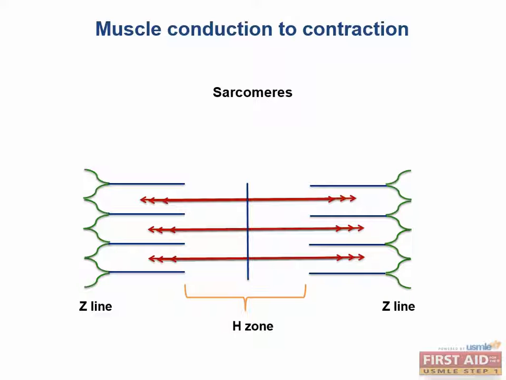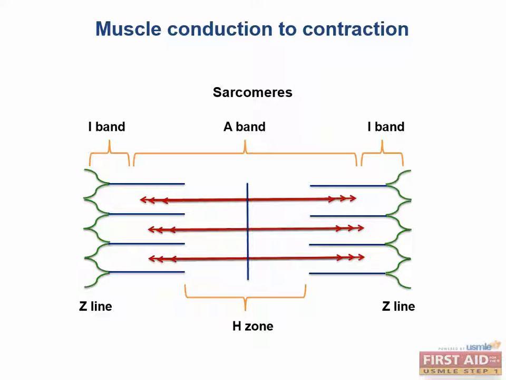The H-zone represents the part of the myosin chains that do not overlap with actin. The I-band represents the part of the actin chains that do not overlap with myosin. Where is the H-zone the longest? In relaxation. Finally, the A-band is the length of the entire myosin chain from end to end. Does the A-band change with contraction? No, the A-band is always the same.